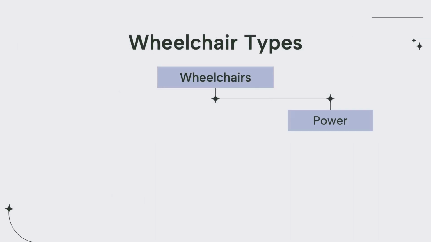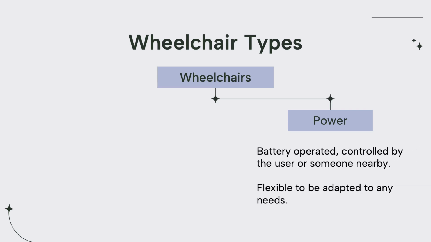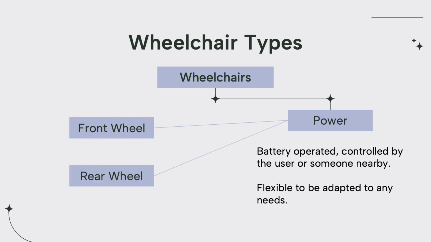While manual wheelchairs are operated by the individual, power wheelchairs are battery-operated, which can be controlled by the user or a nearby individual. Power wheelchairs are usually flexible enough to be adapted to almost any needs with the addition of specialized components, such as a respirator, speech device, specialized controls and switches, and a selection of positioning and body alignment options. Power wheelchairs can be front-wheel drive, rear-wheel drive, or center-wheel drive.